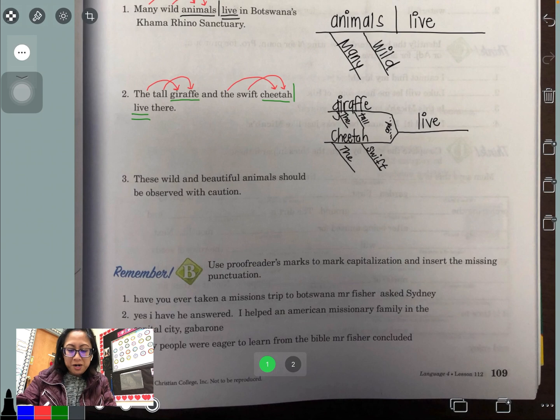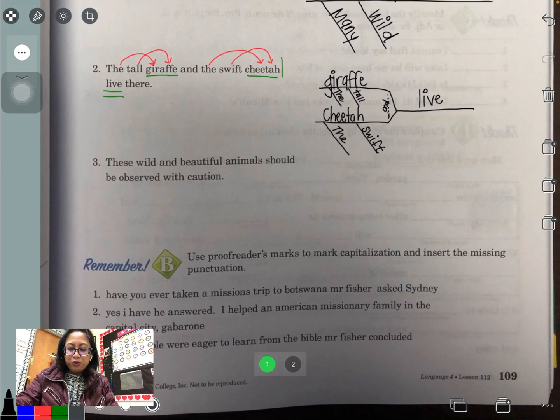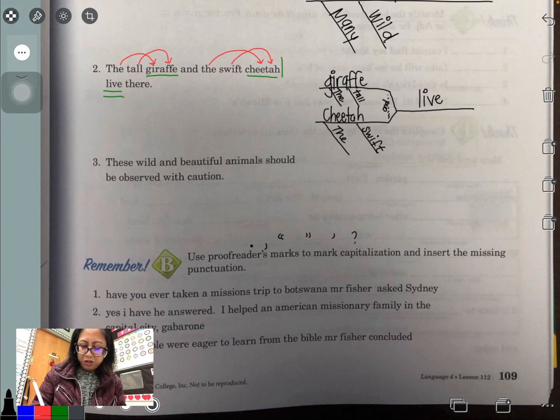Okay, remember me. All right. Use proofreader marks. So this will include periods, commas, quotation marks, apostrophes, question marks, exclamation points. Okay. Have you ever taken a missions trip to Botswana, Mr. Fisher? Asked Sydney. Oh, so this is a dialogue. So you see the dialogue tag, asked.